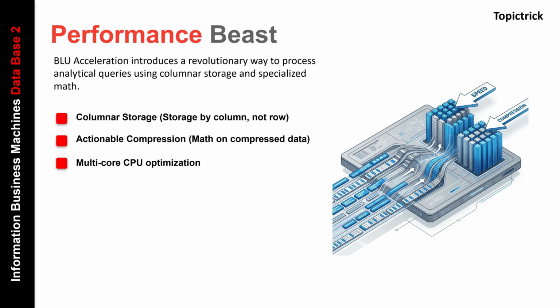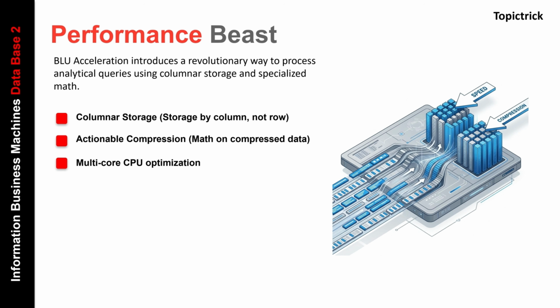Now let's talk about pure speed. In the world of big data, traditional storage can get really sluggish. Imagine you're running a huge report on total sales. A traditional database has to read every single column in the table just to get to that one sales amount. That's a huge waste of time. That's where IBM BLU acceleration comes in.